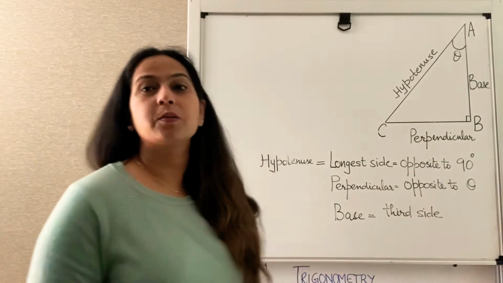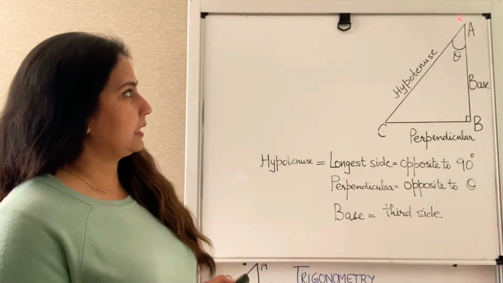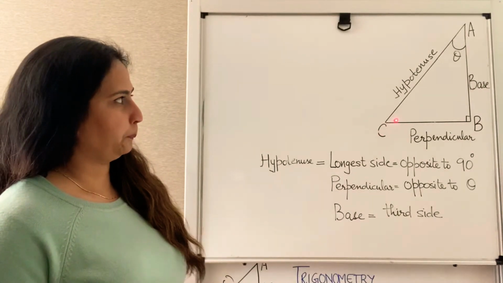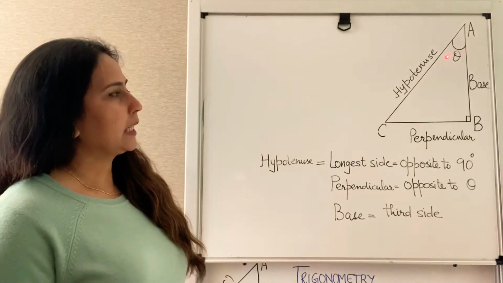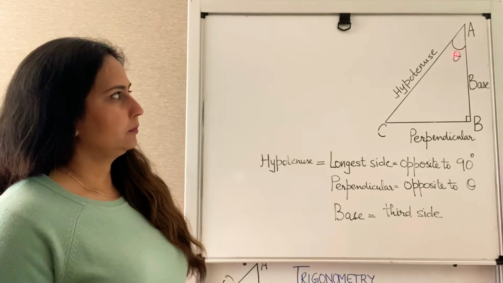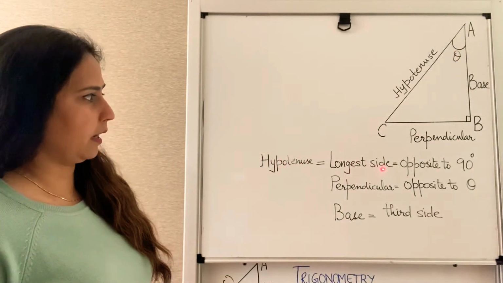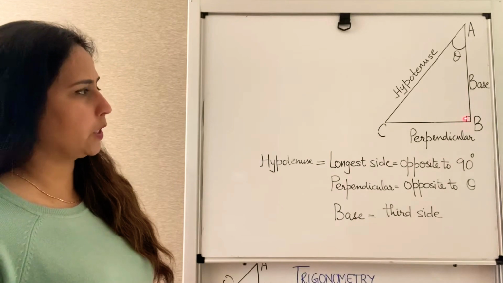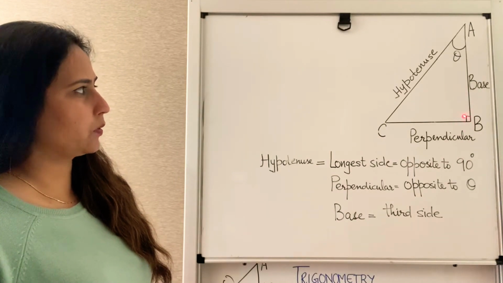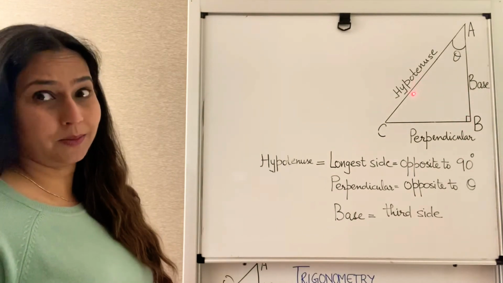Now, coming back to the right triangle again, this is ABC, and there is an angle. The terms associated are the hypotenuse, which is the longest side, opposite to the angle 90 degrees. You can see this is angle 90 degrees and the side opposite is called the hypotenuse here.